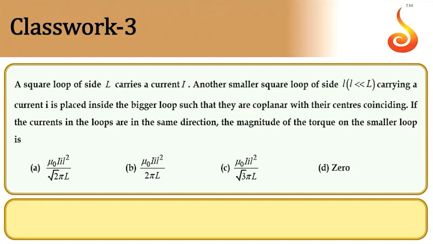A square loop of side L carries a current I. Another smaller square loop of side l, which is much smaller than L, carrying a current I is placed inside the bigger loop such that they are coplanar with their centers coinciding. If the currents in the loops are the same in direction, the magnitude of the torque on the smaller loop is?